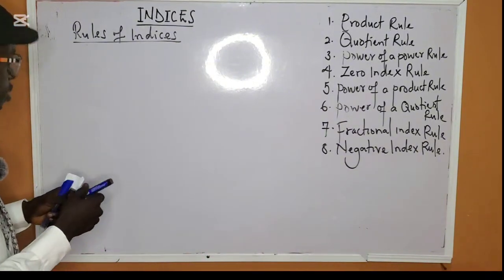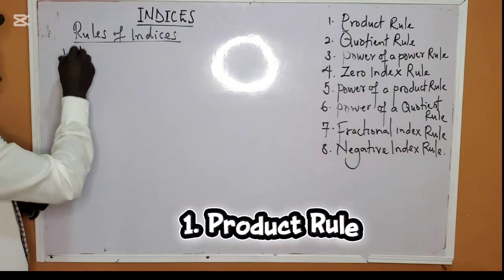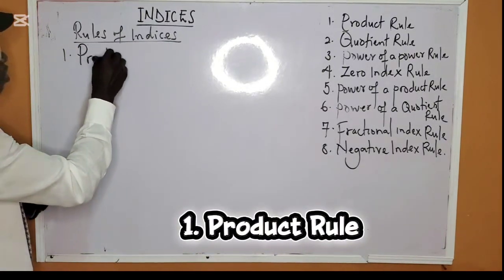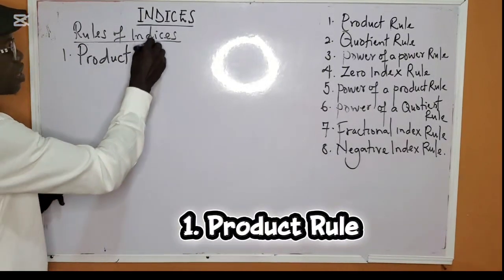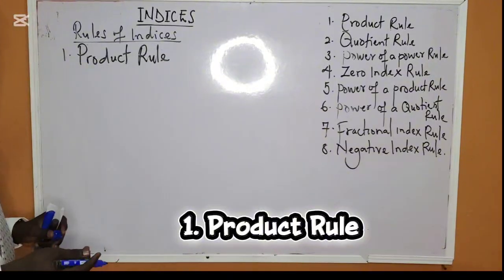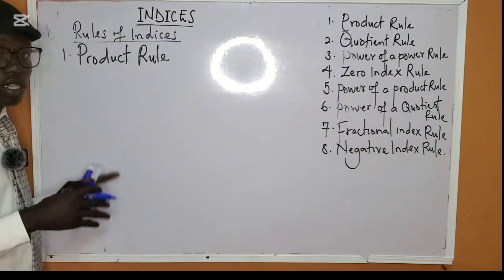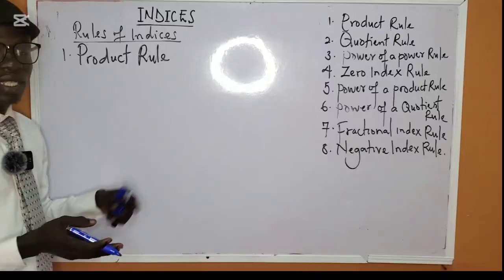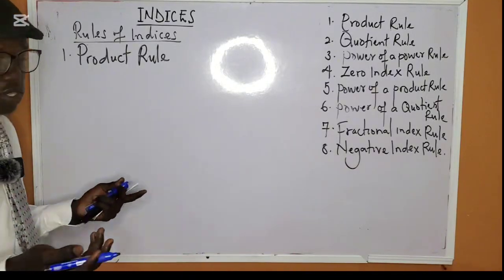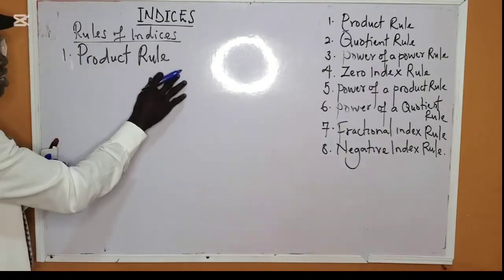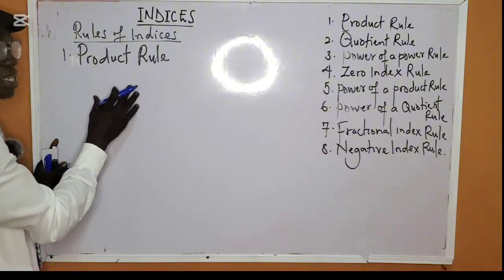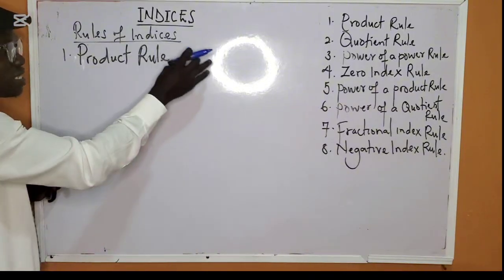So the first one is the product rule. Product rule, also known as the multiplication rule. Product is the same thing as multiplication, sum is addition, quotient is division, and difference is subtraction. Good. So it says that when we multiply the same base, we add the powers.